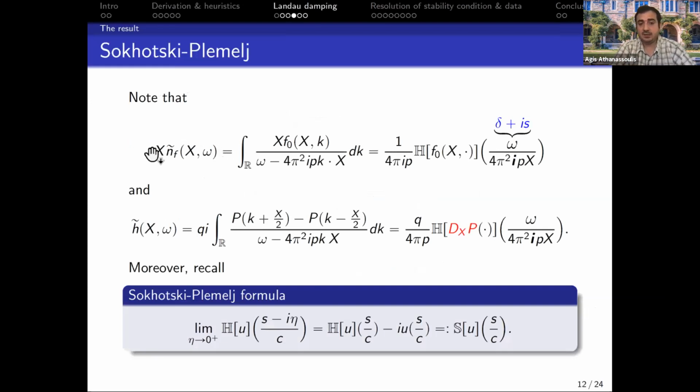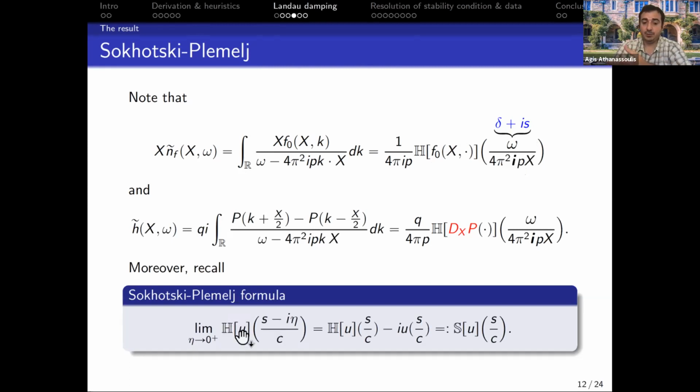Because these objects, n tilde f as well as h tilde, in fact, are rescaled Hilbert transforms. And we have a frequency omega. Our omega is going to be delta plus is, where s goes from minus infinity to infinity. Delta is small, so we have a small real part, but the rescaling is such that we divide by I. So the real numbers here are not so important. I divide by I, it means I'm evaluating a Hilbert transform on a complex number with small imaginary part.